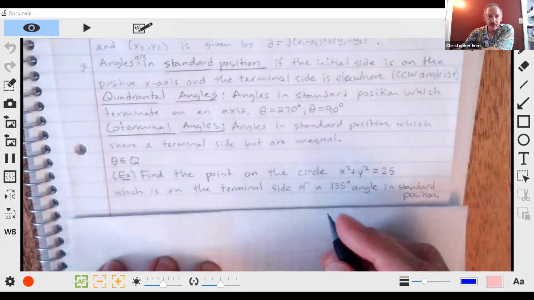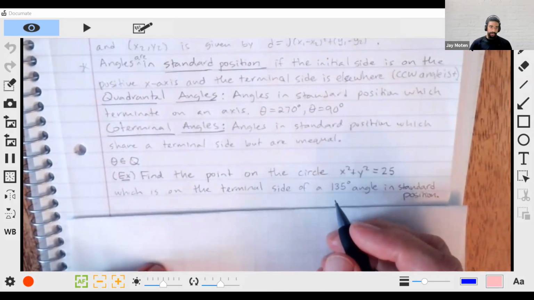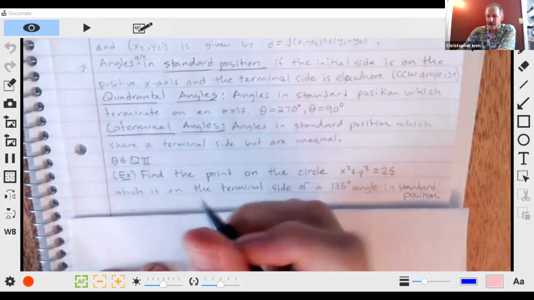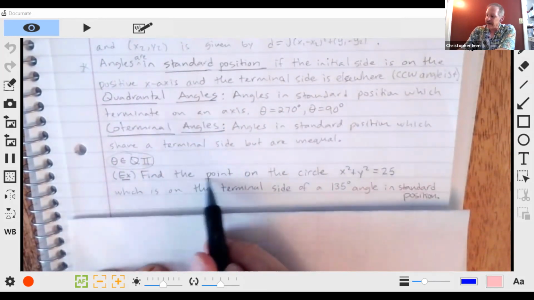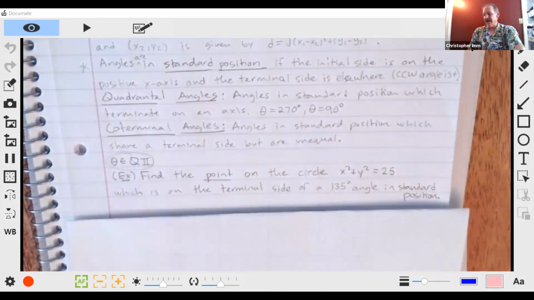135-degree angle. Quadrant 2. Exactly. Thank you. So this angle theta is going to be in quadrant 2. We want to find the point on the circle that has x squared plus y squared is equal to 25. And you might know that that's a circle centered at the origin. What's the radius of the circle? 5. Yeah, 5.